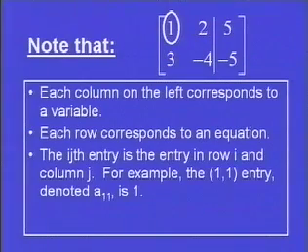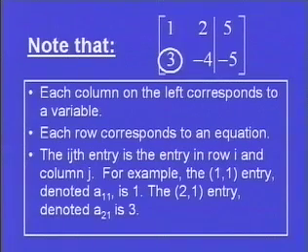The ijth entry is the entry in row i and column j. For example, the 1, 1 entry, that would be the entry in the first row and first column. That's denoted a sub 1, 1 is 1. The 2, 1 entry, which would be the entry in the second row and first column, is a 3. So we go to the second row, first column, and you see a 3.